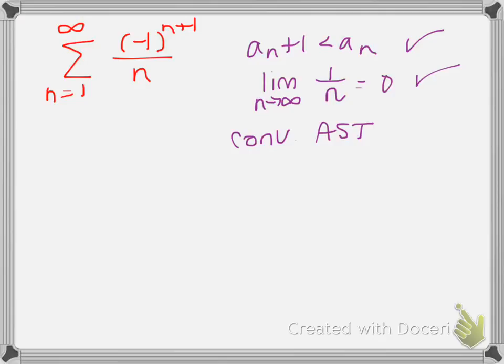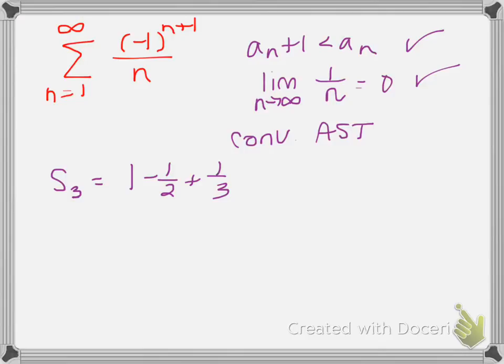Let's say that we wanted to find the sum up to the third term. Well, the sum up to the third term is 1, because you plug in a 1. Now plug in a 2, you get negative a half. Plug in a 3, you get a third. And we could figure that out. That's the sum up to the third term.